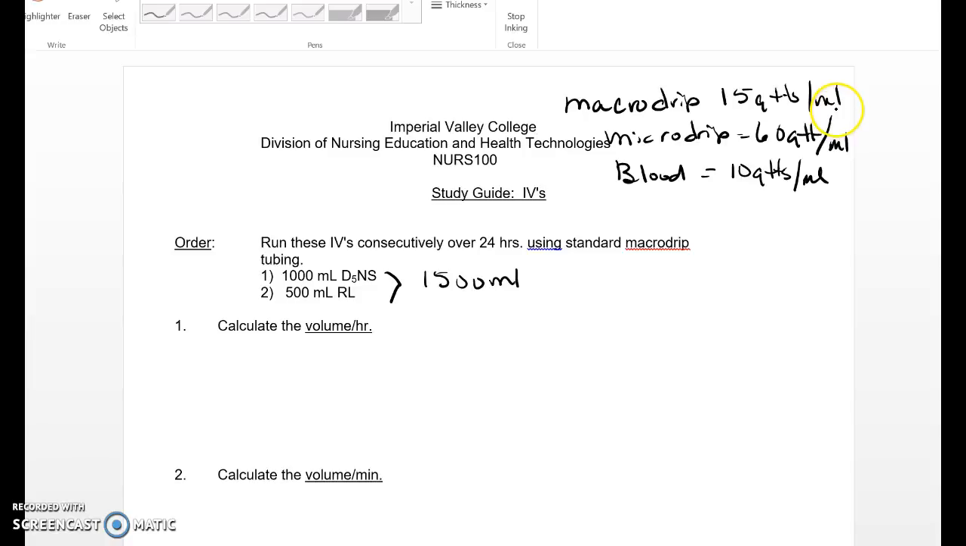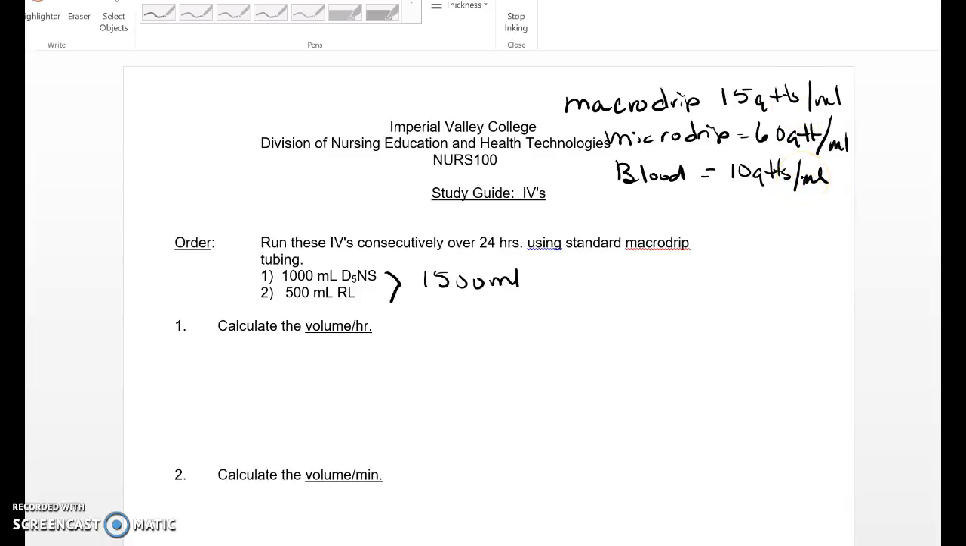So a standard macro drip is 15 drops per ml. Standard micro drip is 60 drops per ml. You'll use micro drips for PEDS, special IVs, critical care IVs. Blood tubing is 10 drops per ml.